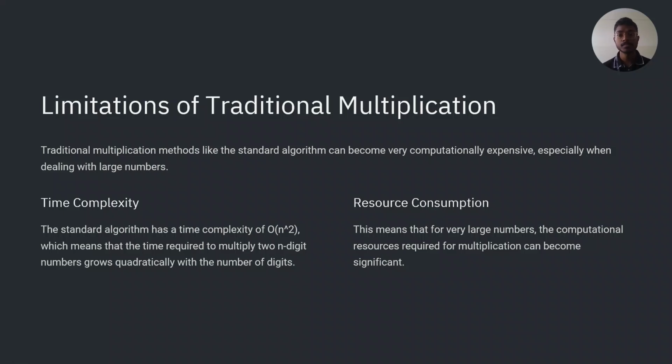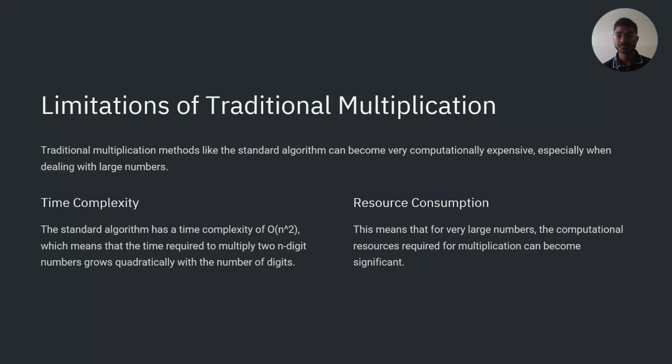Then we have the limitations of traditional multiplication. Traditional multiplication methods like the standard algorithm can become very computationally expensive, especially when dealing with large numbers. We'll encounter different problems such as time complexity. The time complexity can be O(n^2), and there is also resource consumption. The time complexity solely depends on the quantity of input we give to the program.